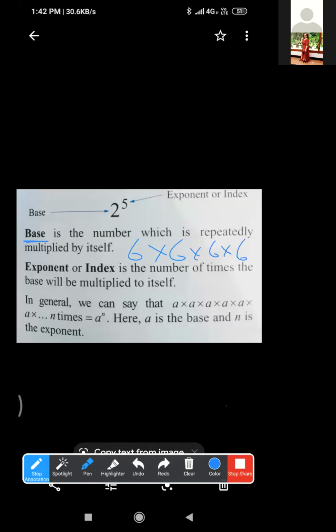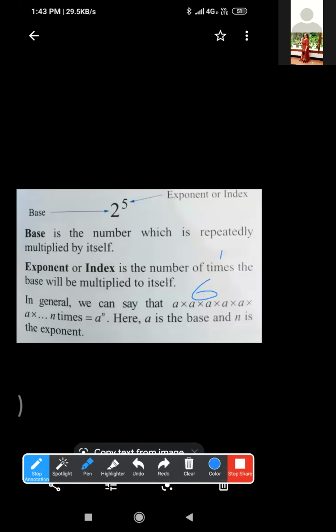Okay, that is the base. Next is the exponent. Exponent or index is the number of times the base will be multiplied by itself. We also call it the power. How many times the number is multiplied, that number you write up on the head of the base. That is the exponent.